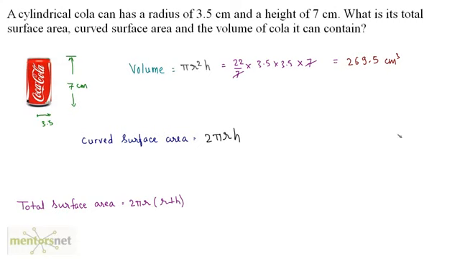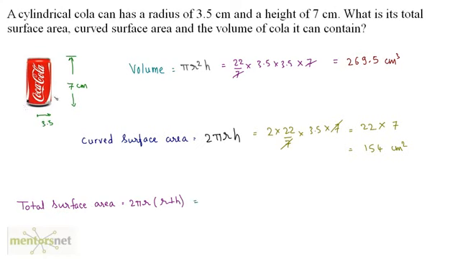Let us calculate the curved surface area now. That is 2 pi r h. So that's 2 times 22 by 7 times 3.5 times h. h is 7, so this again gets cancelled out. We have 2 times 22 times 3.5, and 3.5 times 2 will give you 7, isn't it? So this will be equal to 22 times 7, and that is 154. So this is the curved surface area, right? So 154 centimeter square.